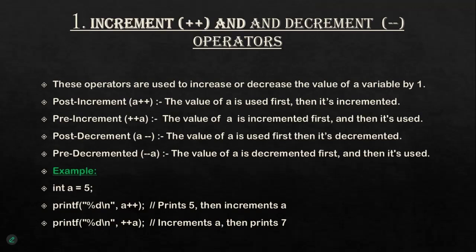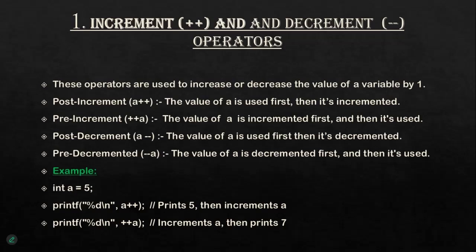Then in pre-decrement, the value of A is decremented first, then it's used. So the value of A is 5, then decremented first. The value of A is decremented first, so 5 minus 1 is 4. So it prints 4. So that's all about increment and decrement operators, which are very, very important in the C language.